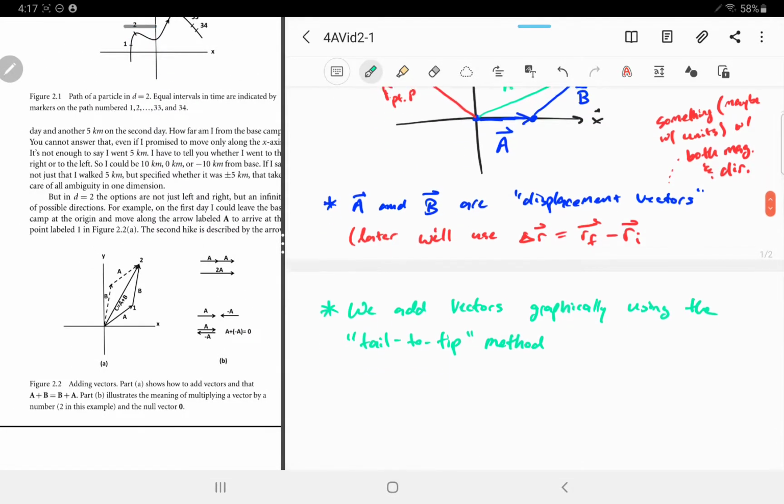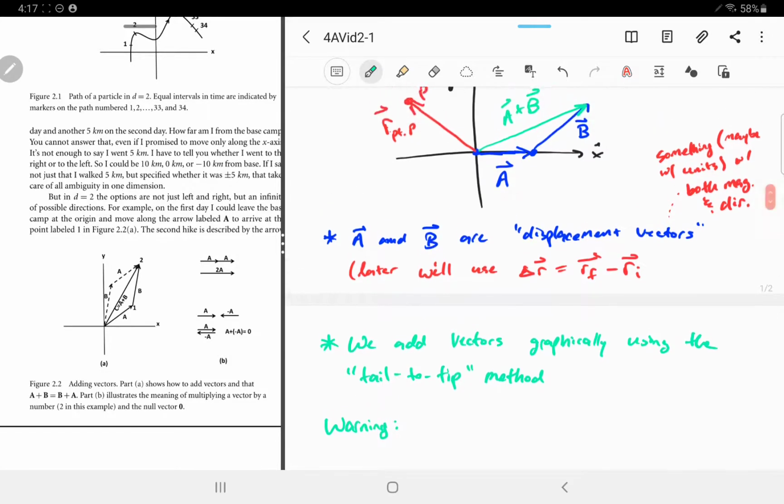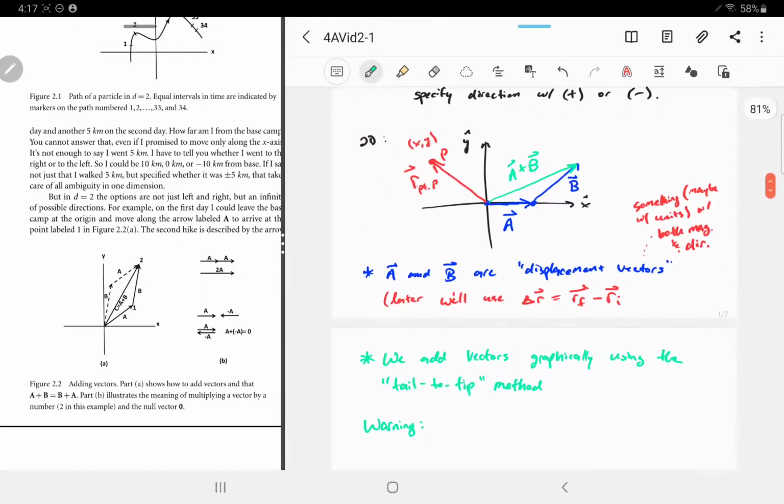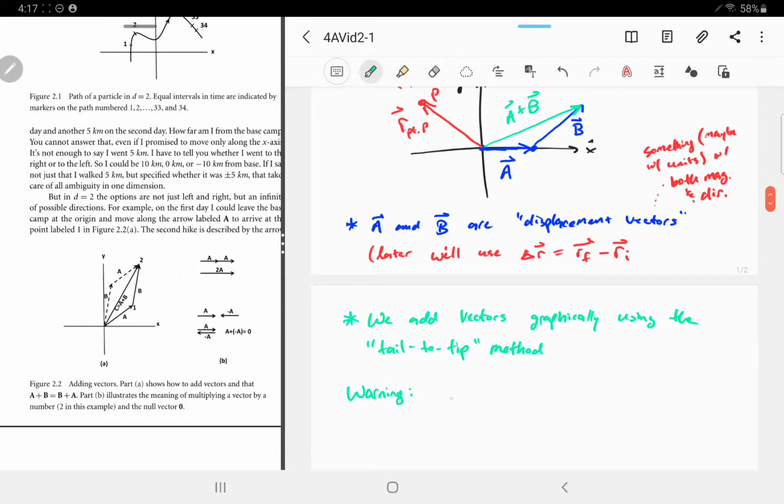All right. Now keep in mind, one warning, probably the most common mistake students make with this is that the magnitude of A plus B, so the length of A plus B, is generally not the same as the length of A plus the length of B.